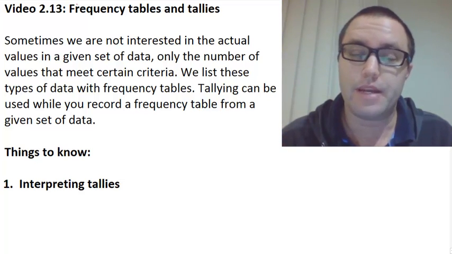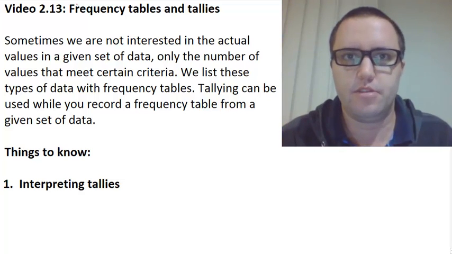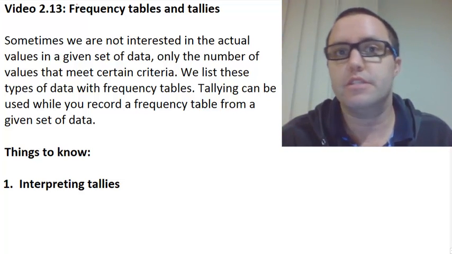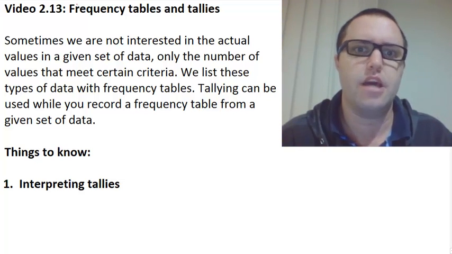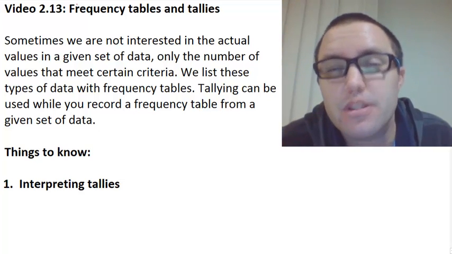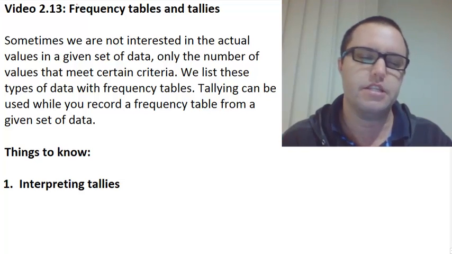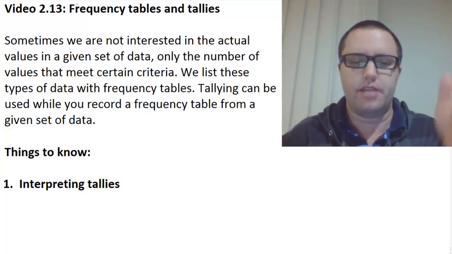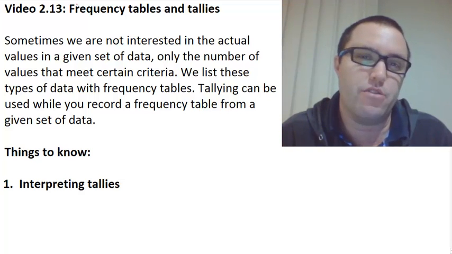2.13, where we're going to be looking at frequency tables and tallies. You may have done these sort of things before, but frequency tables are a very quick and easy way to represent different data sets, because we don't always necessarily care about the individual numbers themselves. What we really want to see is a trend, so we fit our data points into different categories that meet particular criteria.